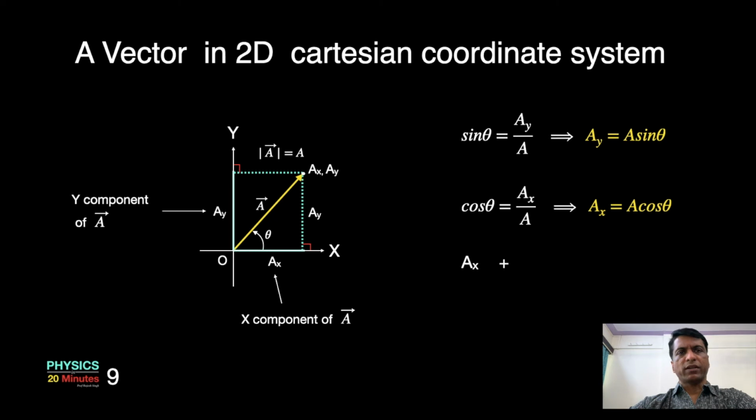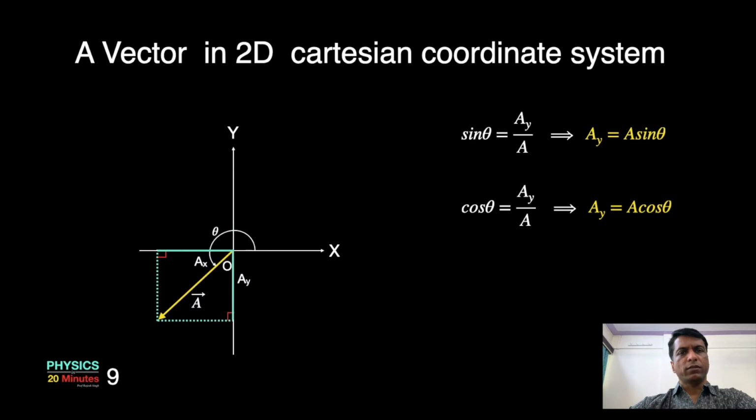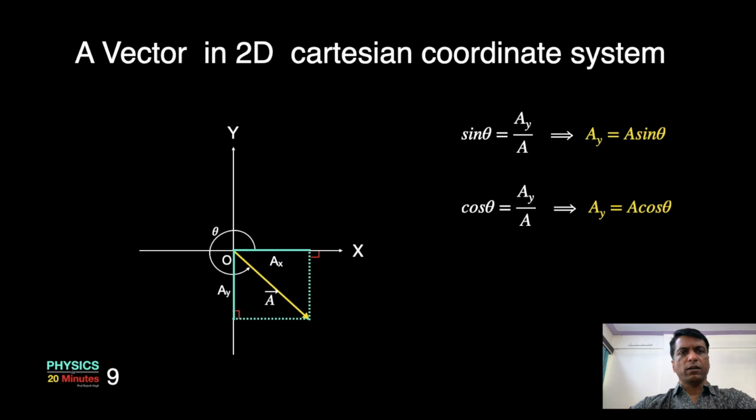In this diagram, the vector lies in the first quadrant and both its components Ax and Ay are positive. The theta value will be anywhere between 0 and 90 degrees. When the vector goes in the second quadrant, Ay remains positive but Ax becomes negative. In the third quadrant, Ax and Ay both become negative. In the fourth quadrant, Ax remains positive but Ay becomes negative.